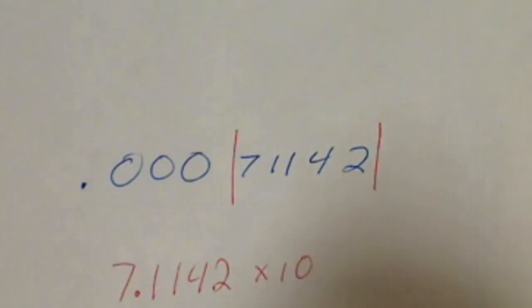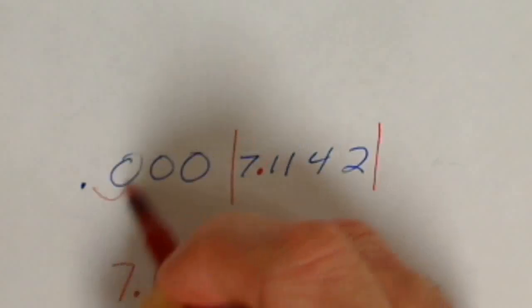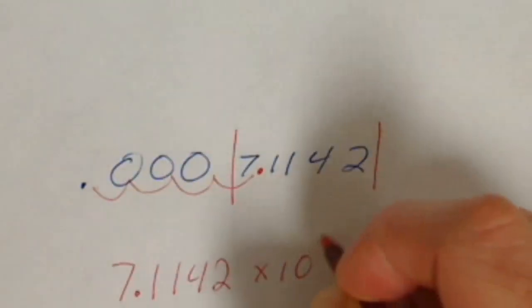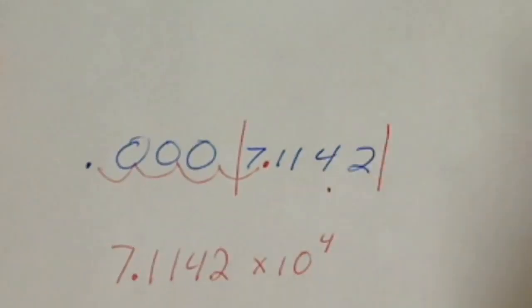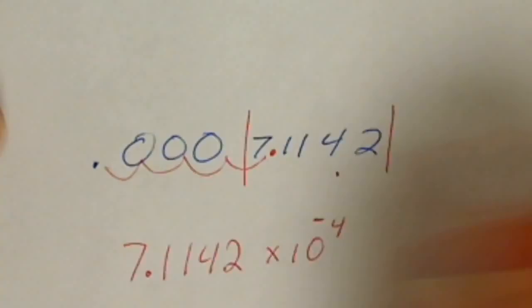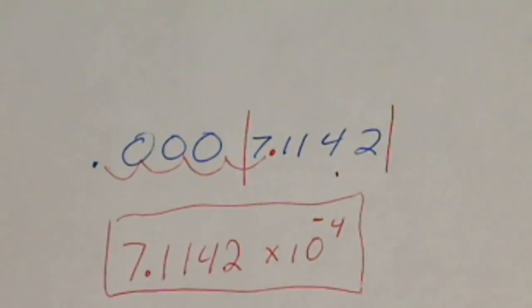And the decimal is going to be between the 7 and the 1. It's here now, so that's going to be 1, 2, 3, 4 places. And is this number above 1 or below 1? It's below 1. So that means this would have a negative exponent. And there you go. So that's standard form to scientific notation.